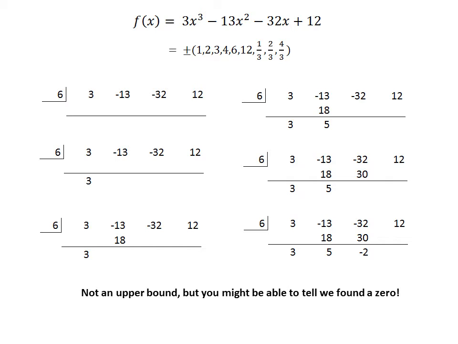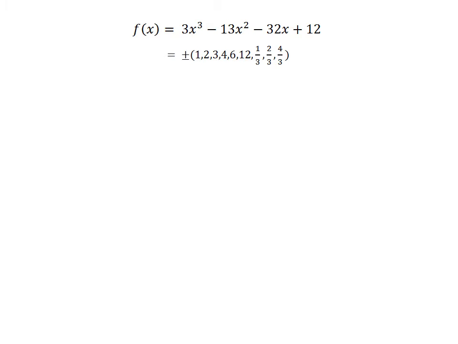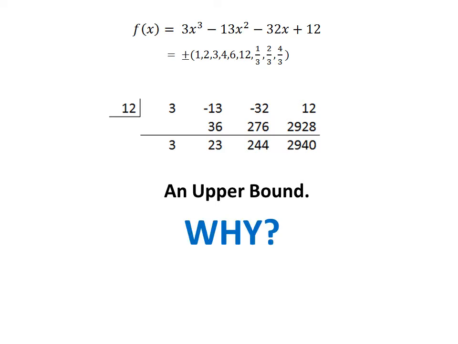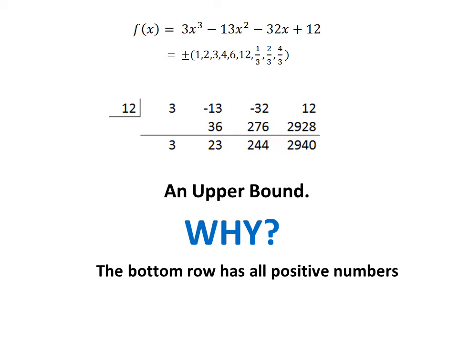At this point, because it's a third-degree polynomial, I could probably stop here and just factor that quadratic. But since we're trying to find the upper bound and show you how to do that, I'm going to go to my next larger number, which is a 12. When I put a 12 in and do all my synthetic division, and by this time I'm figuring you've got the synthetic division down, I see that everything on the bottom is positive. So I know this is an upper bound. Why? Because the bottom row has all positive numbers.